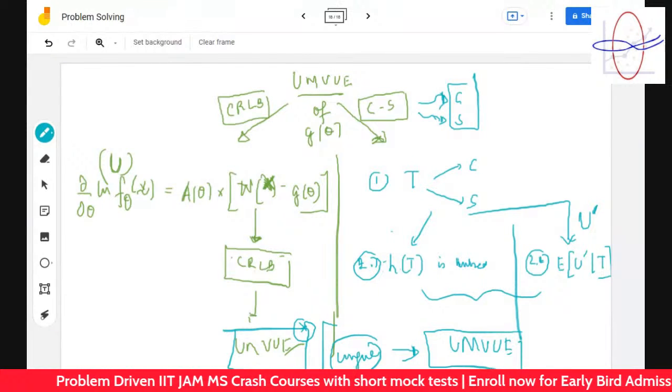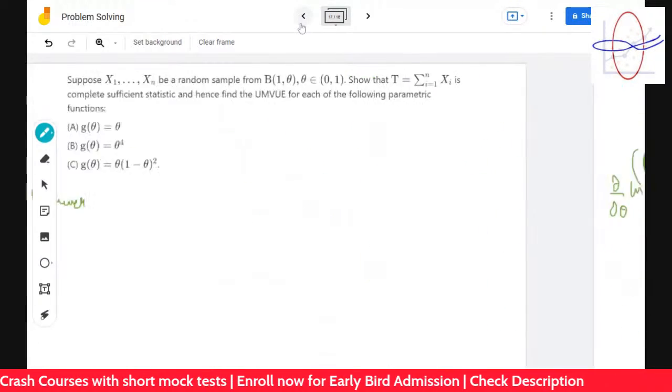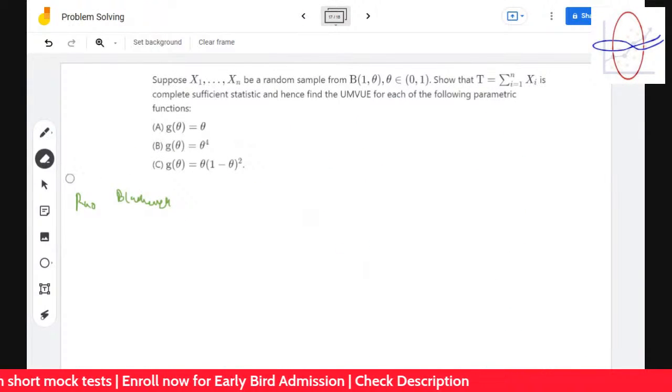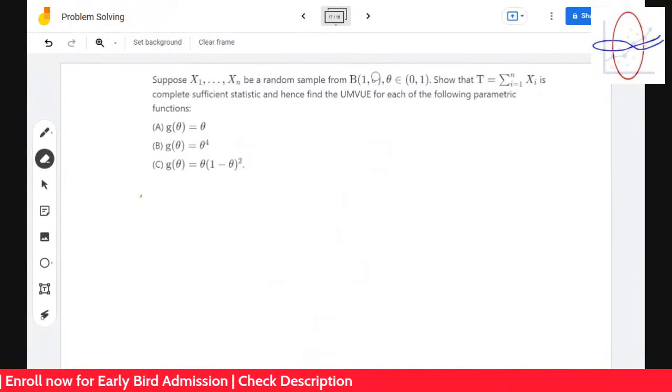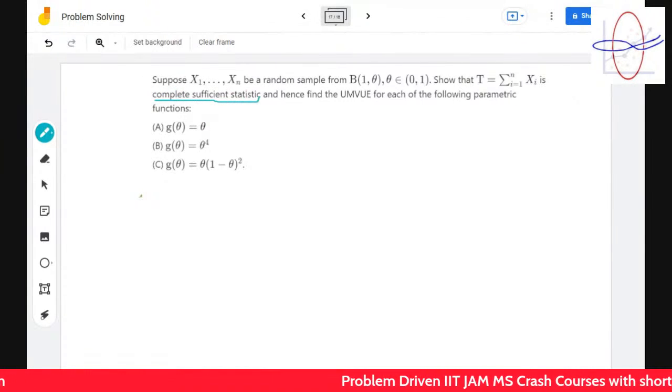So let's apply this algorithm over here. I've used this algorithm over and over again. Since complete sufficiency is given, it will be easier to find the UMVUE using the Rao-Blackwell theorem and the Lehmann-Scheffé theorem, which I have taught you in the crash course.